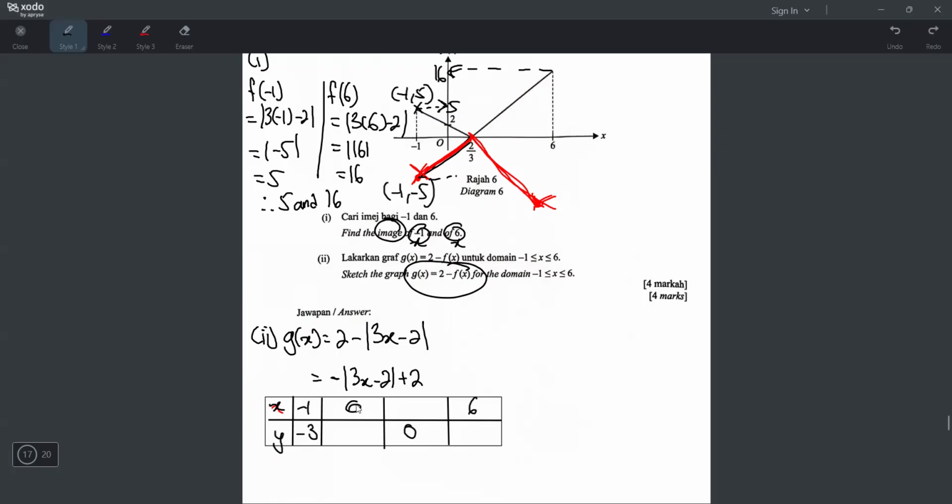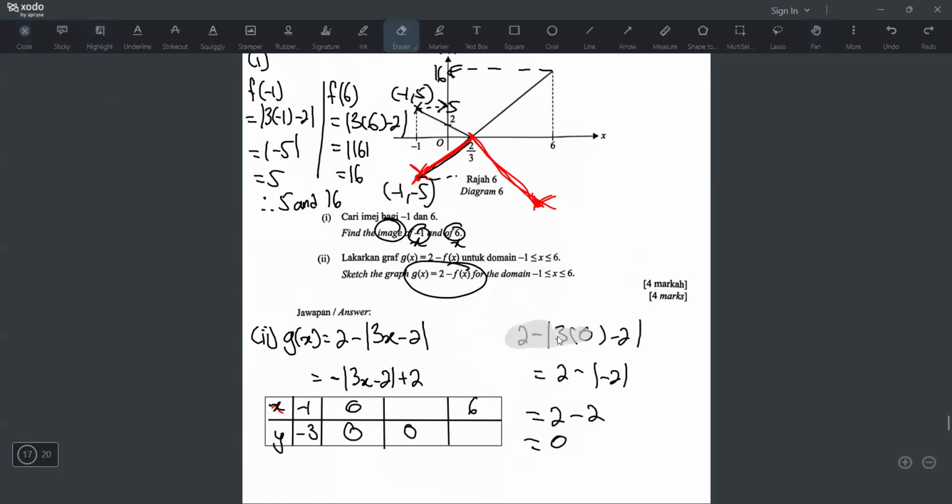Okay, what if I substitute x equals 0 inside here? So when you substitute x = 0, it'll be what? It will be 2 minus modulus 3 bracket times 0 minus 2. So it'll be 2 minus modulus of 3 times 0, which is 0, 0 minus 2 is -2. And here it becomes 2 minus modulus, negative becomes positive, and then here 0. That means your y coordinate is 0 here. Okay, and I will erase this. That means your next point will be 0, 0, and it makes sense.